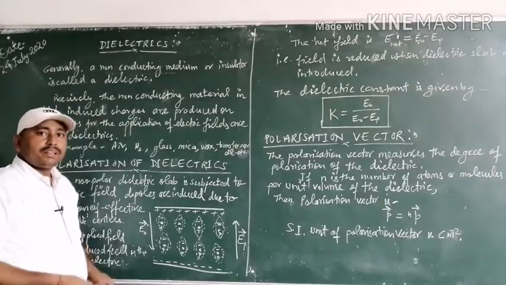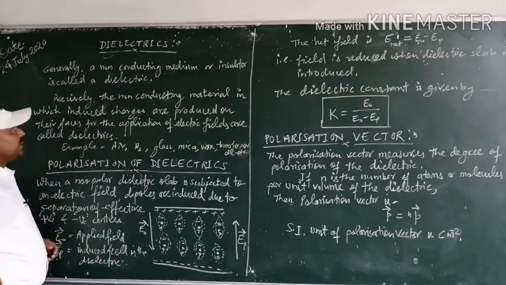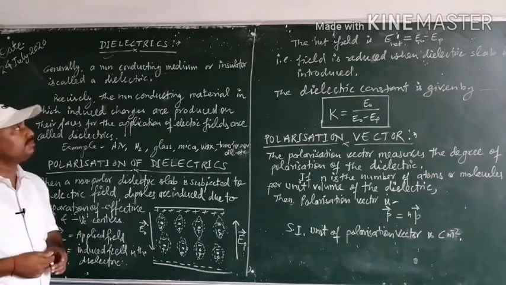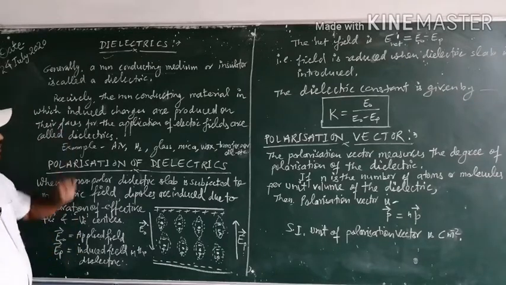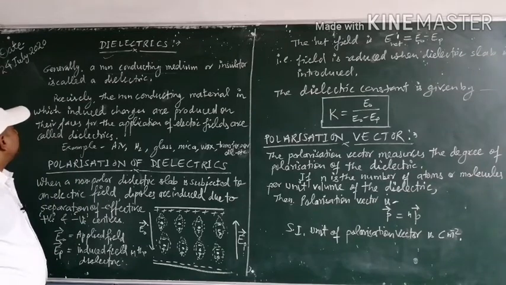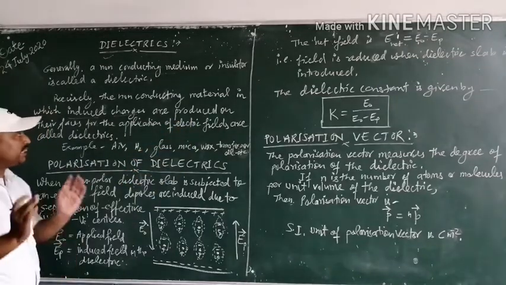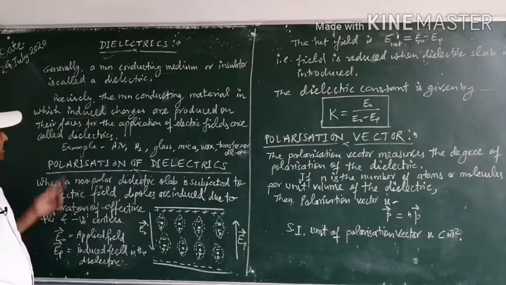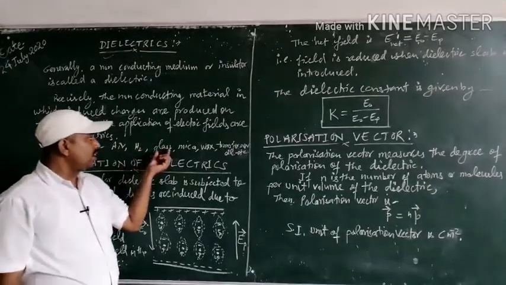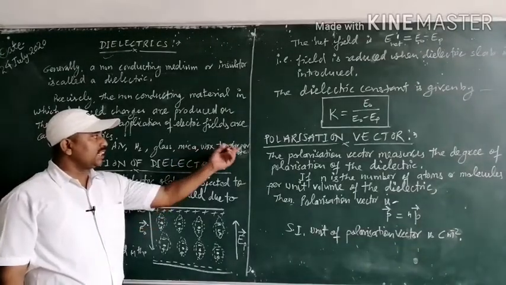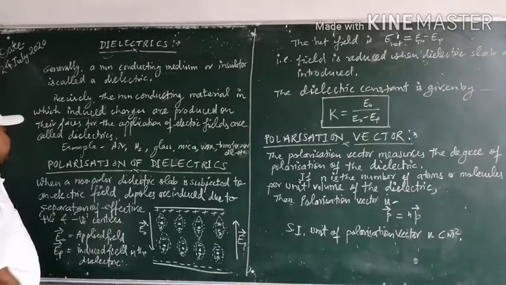Hello students, now we are going to describe more about dielectrics. Generally, a non-conducting medium or insulator is called a dielectric. Precisely, the non-conducting materials in which induced charges are produced on their faces on the application of an electric field are called dielectrics. For example, air, hydrogen gas, glass, mica, paraffin wax, transformer oil, etc. These are the examples of dielectrics.